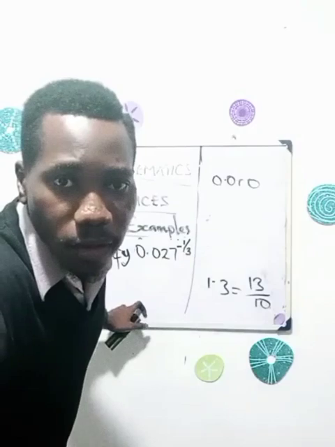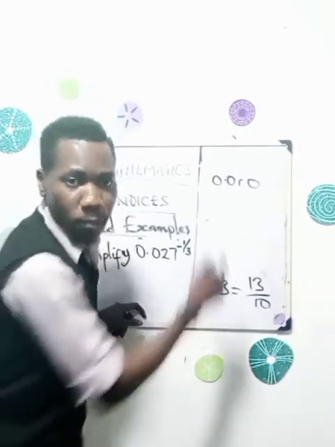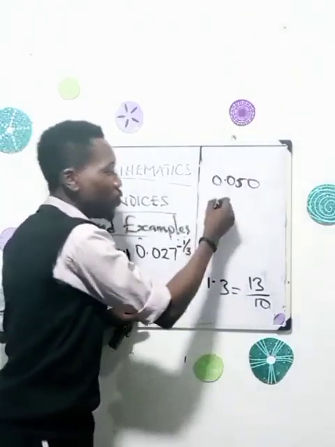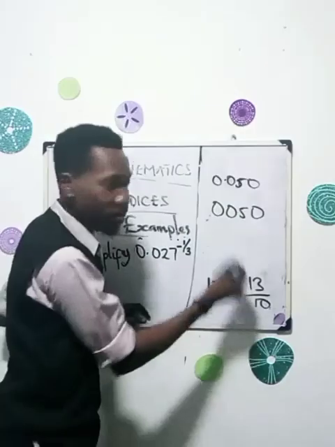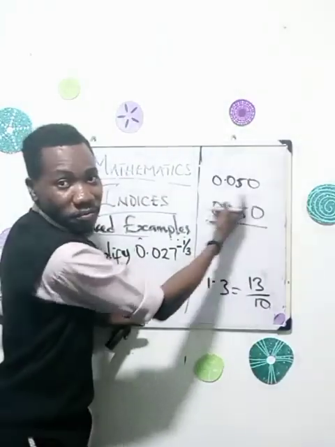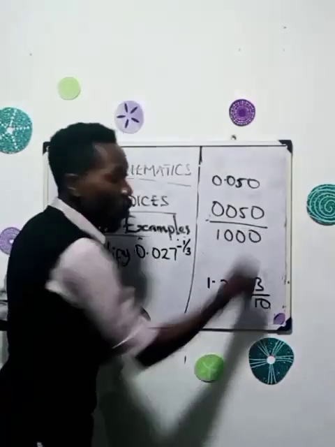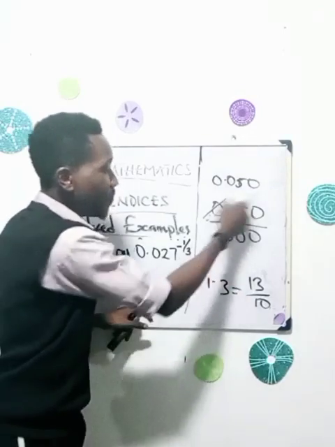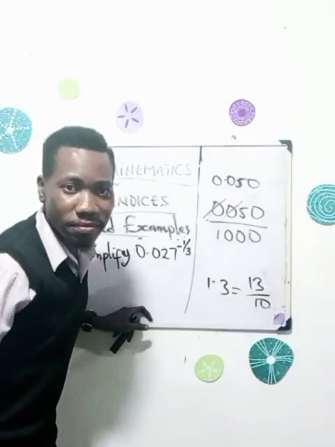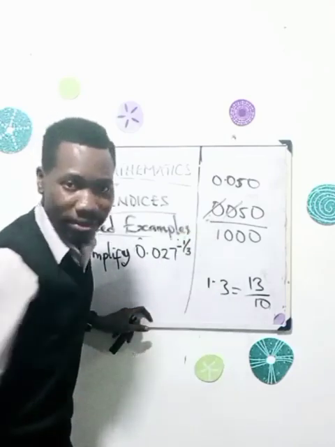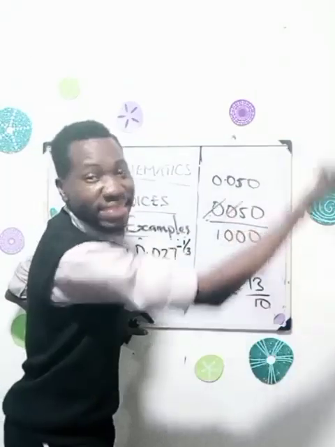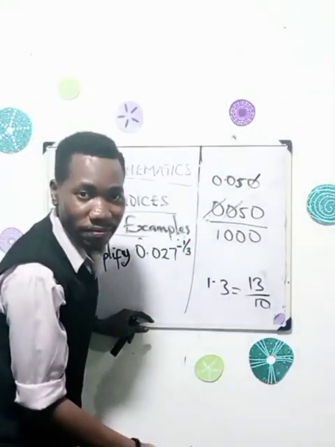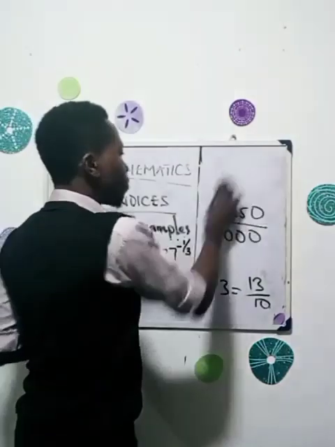What about 0.050? What will it be? Take out your decimal point. What are you going to have? You have 0050, alright? Over how many places do you have? 3 places. So you have 3 zeros, 1000. And I said these zeros here are insignificant. So you have 50 over 1000. Are we following? 50 over 1000. And I told you that this zero at the back here is insignificant. So if we take this out, it means you're going to have 5 over 100. So did we get that?